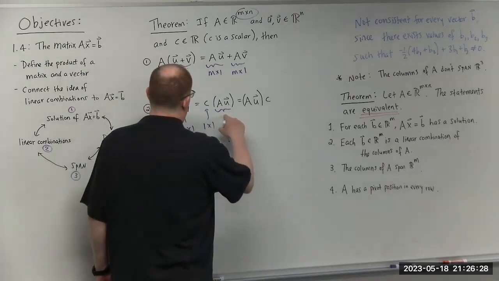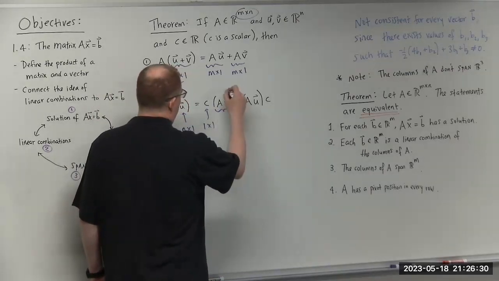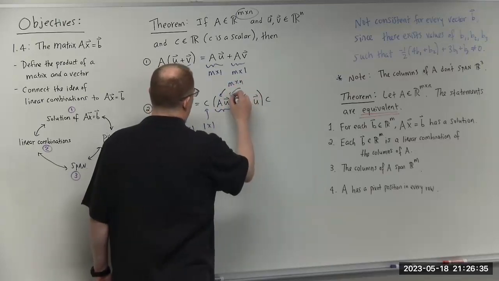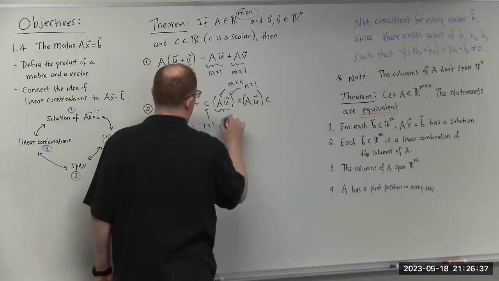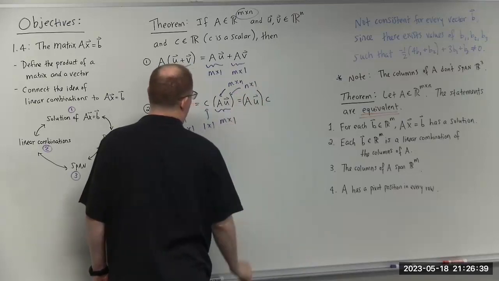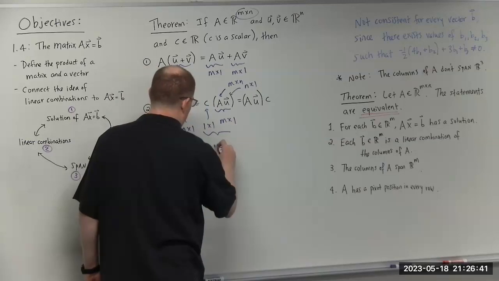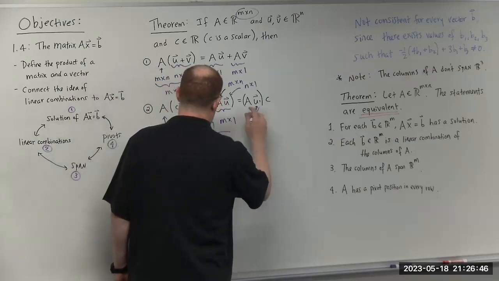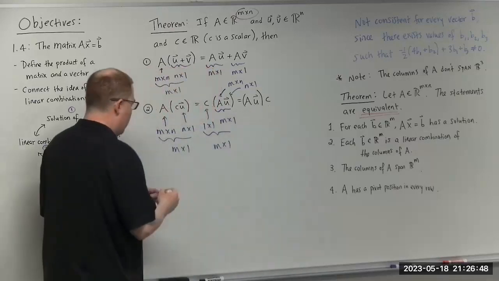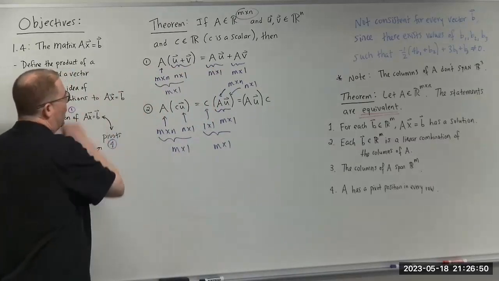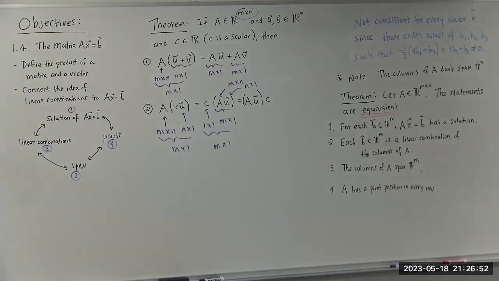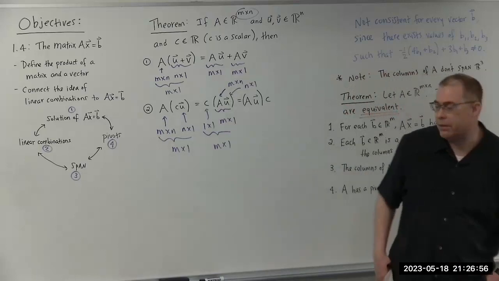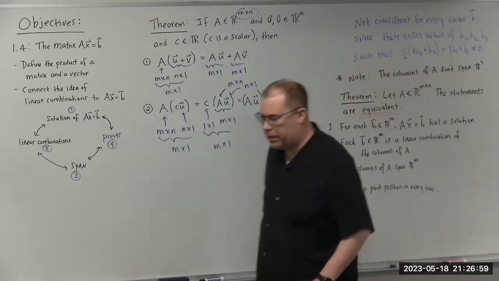A times U, that's a matrix, right? This is m by n. U is n by 1. So this result is going to give us an m by 1. So therefore, we get m by 1. And then same kind of idea here. All right. So these two statements are quite useful for when we get to what's called linear transformations.